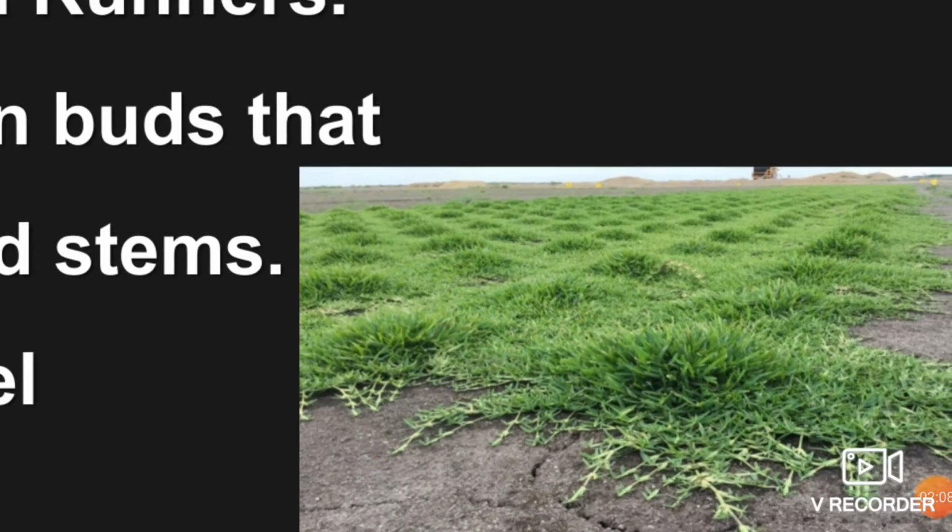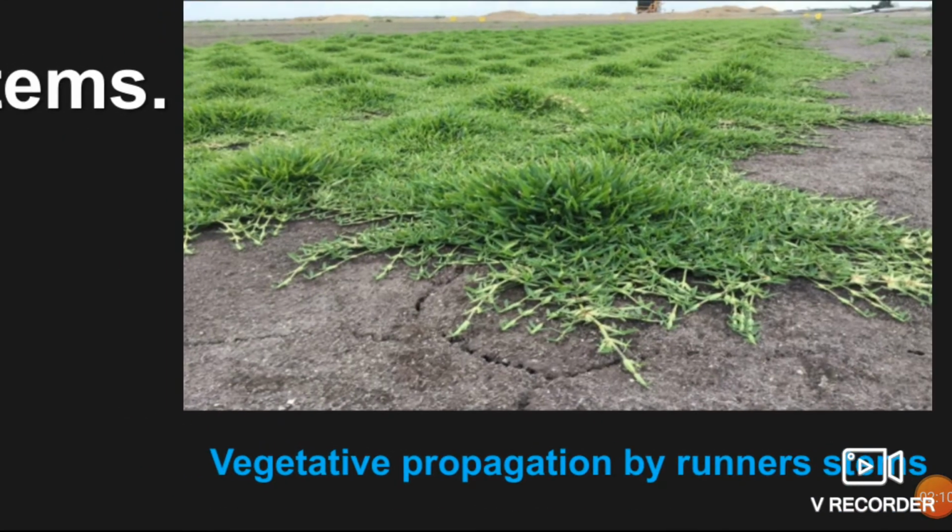Here in this diagram you can see grasses. This is a very common grass, that is cynodon. Cynodon is, in Hindi, doob.